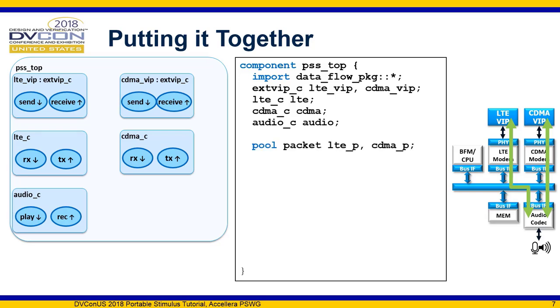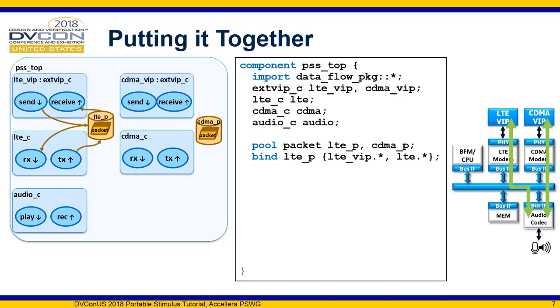Okay, now we construct a pool. A pool is a container, right? So we're going to create two buckets of packets, one called LTEP and one called CDMAP. Why are we doing this? To let us do two separate bindings. We take the pool of LTE packets and bind the LTE's VIP to the LTE component, and similarly bind the CDMA's packets to the CDMA component. So what this lets us do is have two buckets of these packets, and we are implicitly telling the tool that data for the LTE component can only come from the LTE VIP, and packet output from the LTE component can only go to the LTE VIP, and the same for the CDMA. So a lot of words, but basically lets us connect the appropriate VIP to the appropriate component, right?